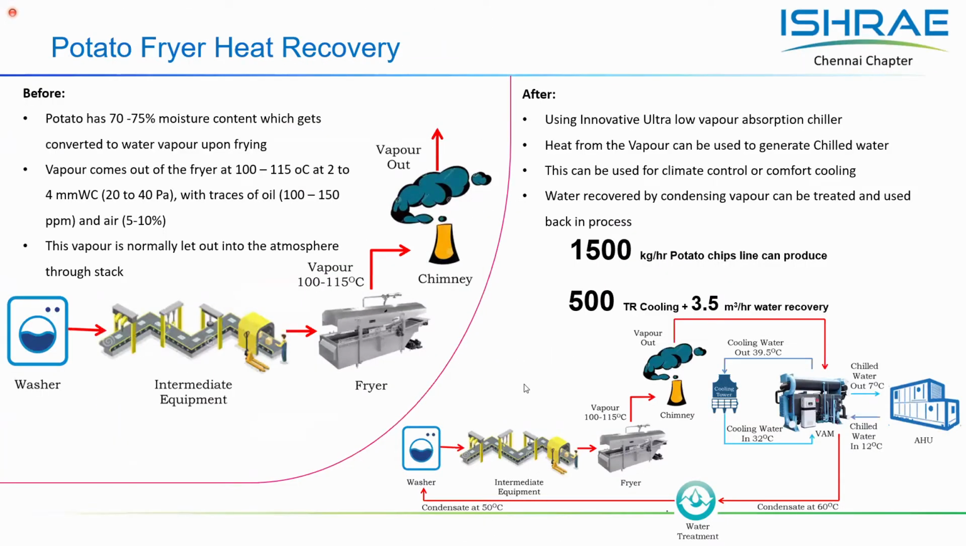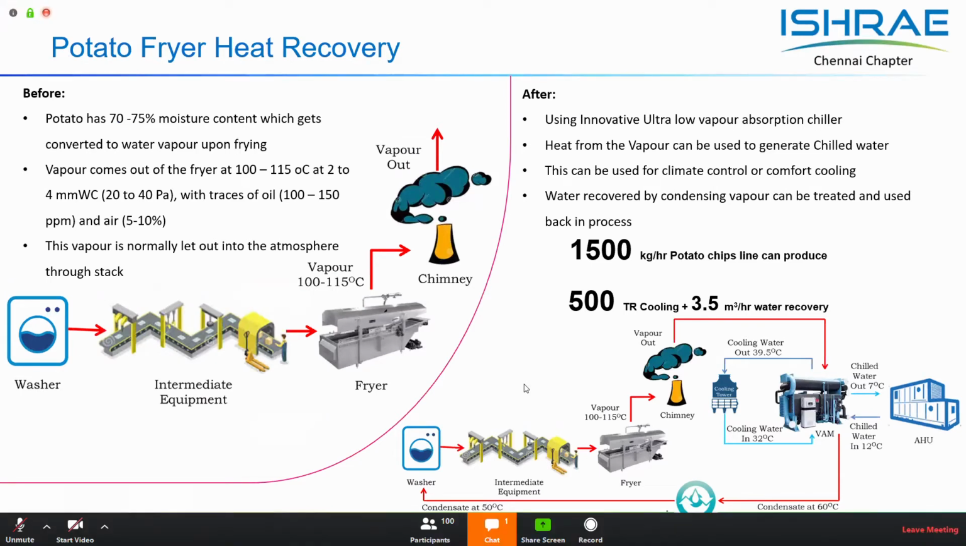So we will just touch upon one unique application of absorption units, where you can understand the heat recovery angle of absorption units. This is an application on a potato fryer. Potato has around 70 to 75% moisture in it. When potato is fried in a fryer, as you would have noticed even in your kitchen, the water content inside the product evaporates upon frying, and then water vapor is lost into the atmosphere.